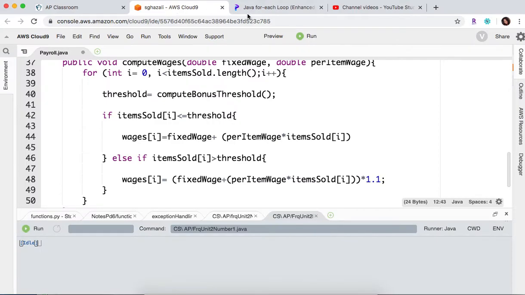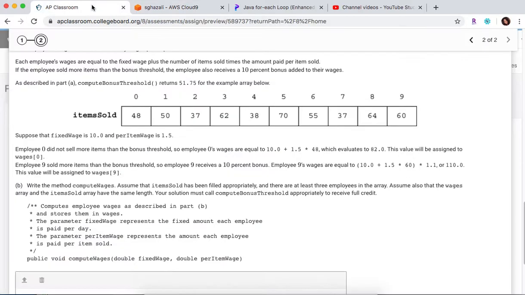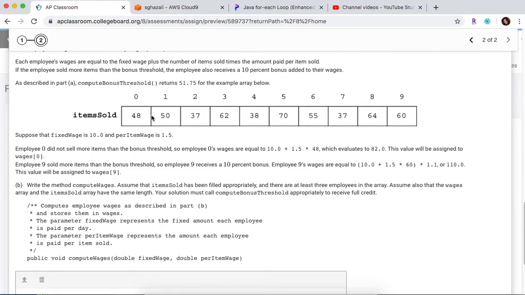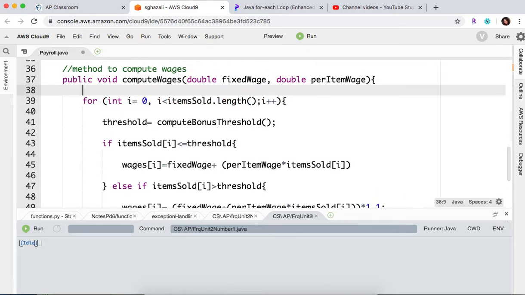Okay, so going back to the answer. So here is one way to do this. The first thing we have to do is iterate through the items sold and check who made the threshold and who didn't. So for each element, we have to check if that element is greater than the threshold. First, I have a for loop, not an enhanced. I used a regular for loop, though you could have used an enhanced. So for int i equals 0, i is less than itemsSold.length, i plus plus. I'm not going to go over that, just a regular for loop.